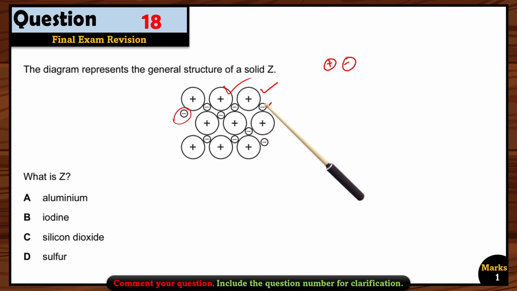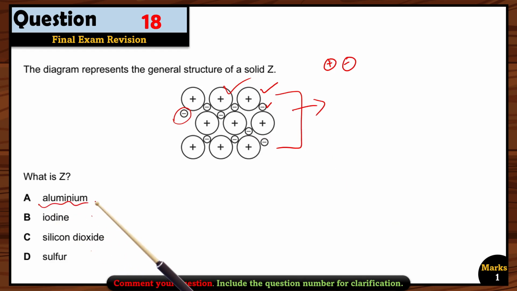So if you look at the options, it is a metallic element. So metal, can you find any metal here? The only metal that is present is aluminium. So option A is the right option. But sometimes in the exam, if they give you sodium chloride, you can be confused. You can think that, okay, it can be sodium chloride because it has positive and negative.